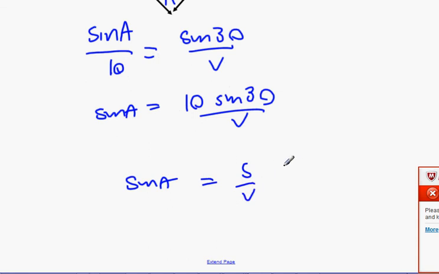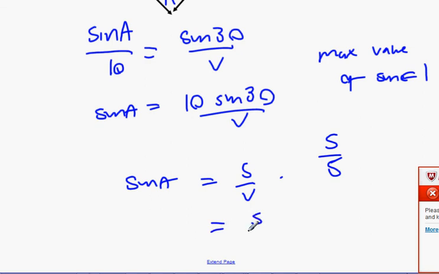What is the maximum value of sine? The maximum value of sine is 1, which is 5 over 5. You're not allowed any value below 5 for V. Why? Like for instance 5 over 4, you can't inverse sine because it's bigger than 1. It's not defined. So therefore V must be greater than or equal to 5. Actually a minimum value, because otherwise the triangle doesn't exist.